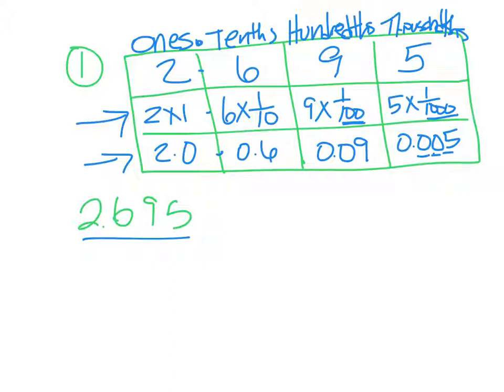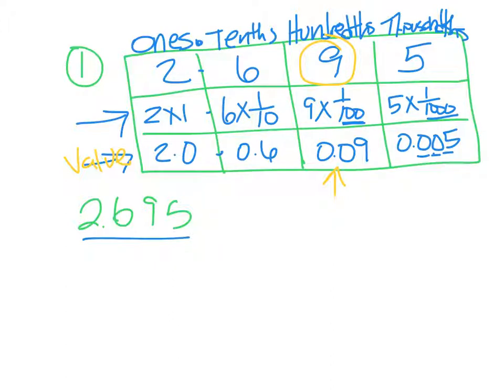So when the question asks you what is the value of one of these digits, like if I ask you what is the value of that digit, you're going to answer with this, 0.09. This last one is always the value of each digit. Okay?